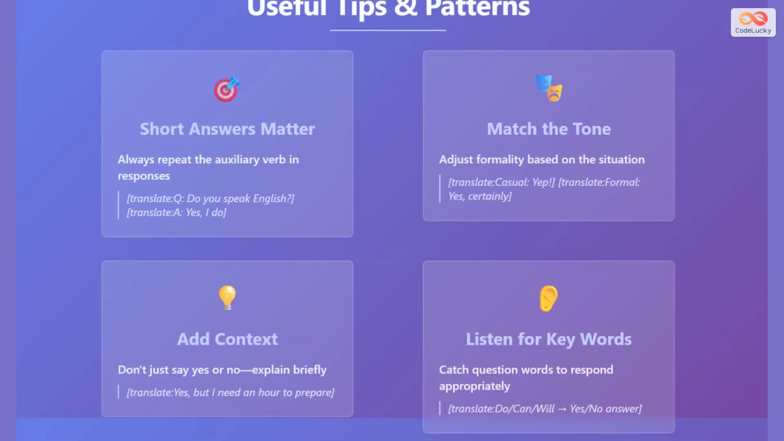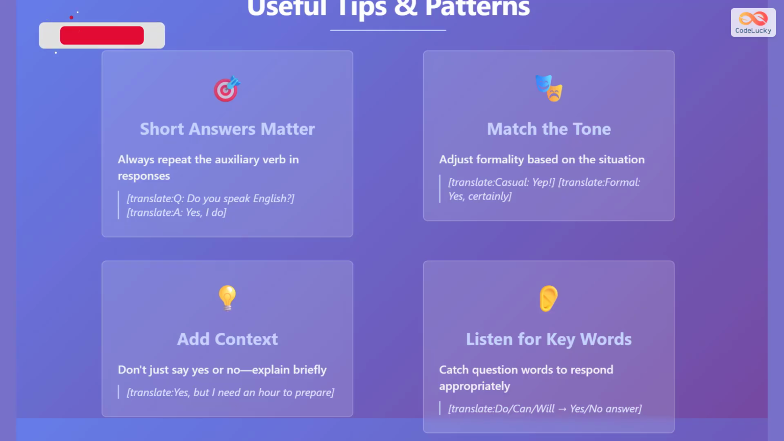Here are 4 important tips. First, short answers matter. Always repeat the auxiliary verb in your response. If someone asks, "Do you speak English?" Answer, "Yes, I do," not just yes. Second, match the tone to the situation. Use casual responses with friends and formal responses in professional settings.